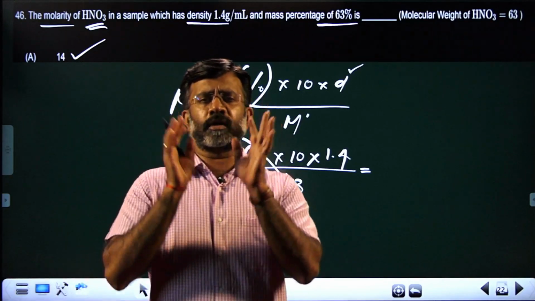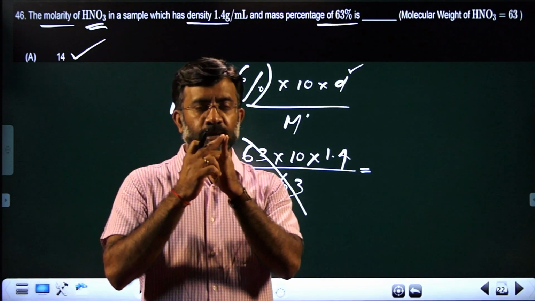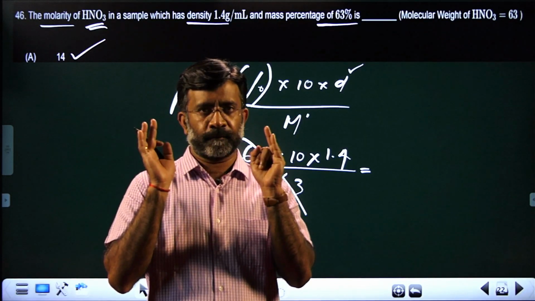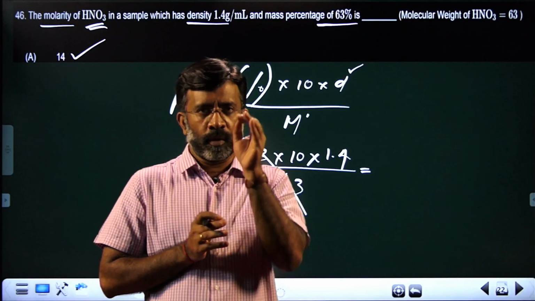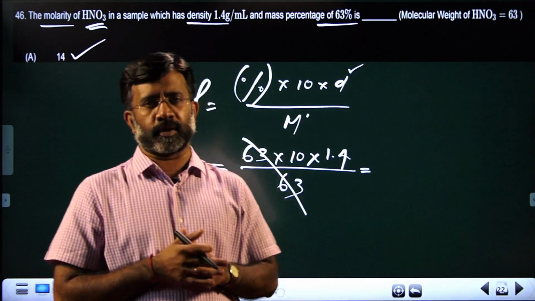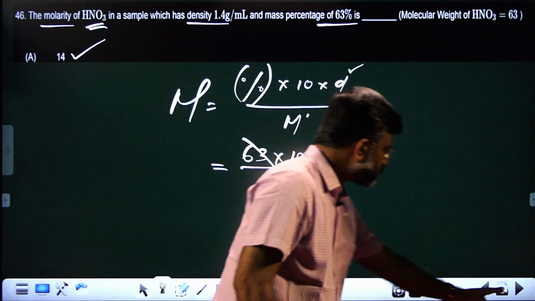So this is a simple shortcut equation you can make use of when percentage mass is given and density is given. Molarity is equal to percentage mass into 10 into D divided by molar mass. Next.